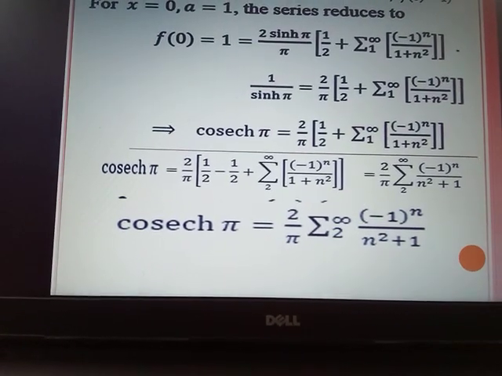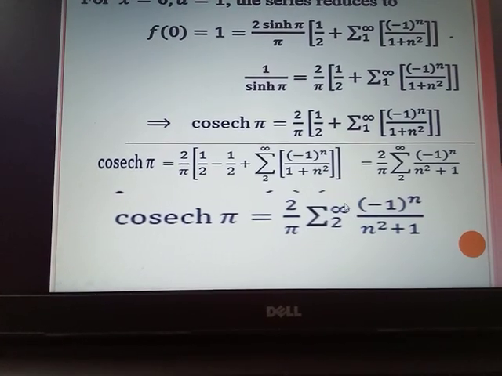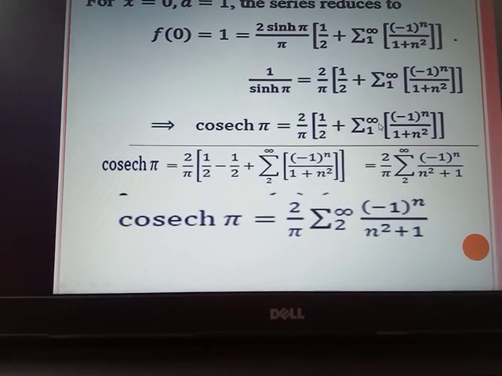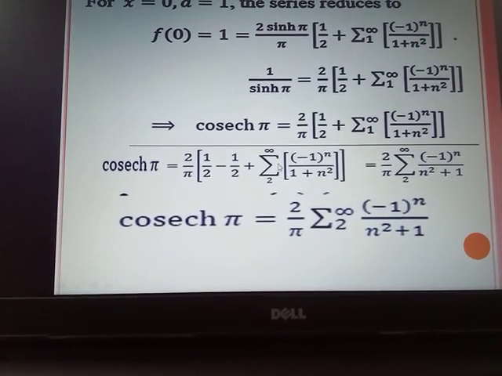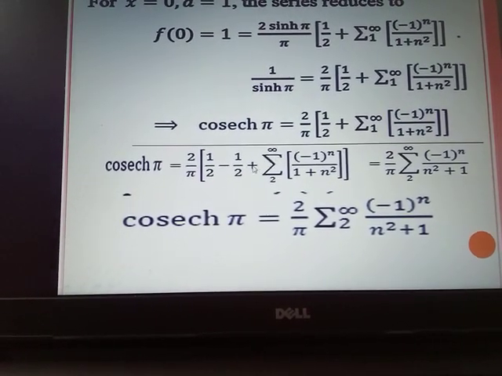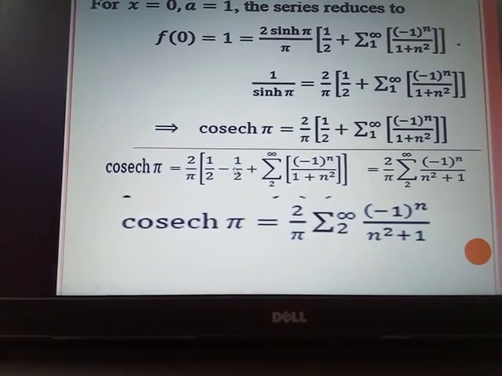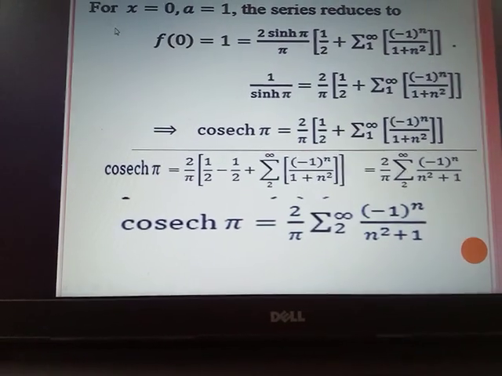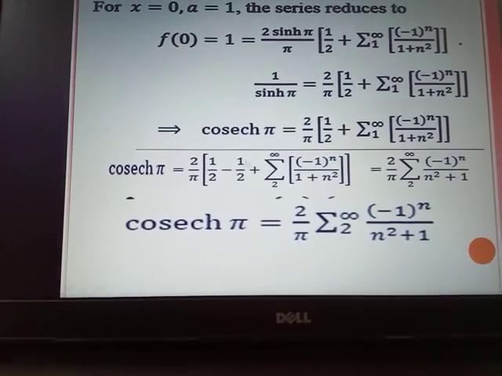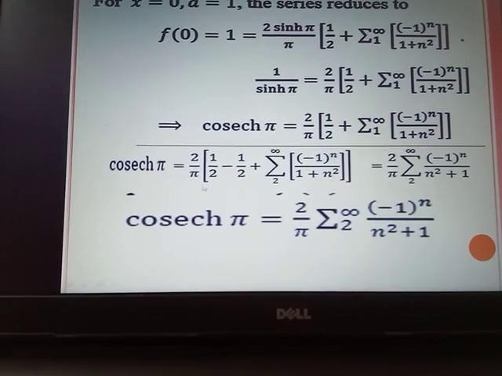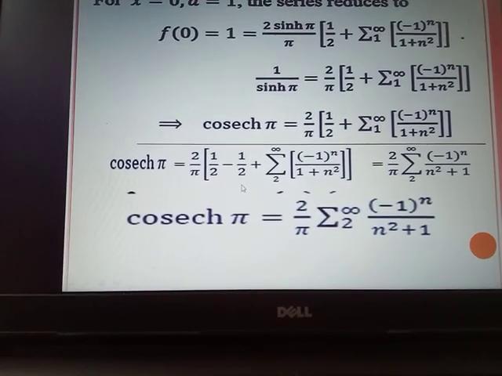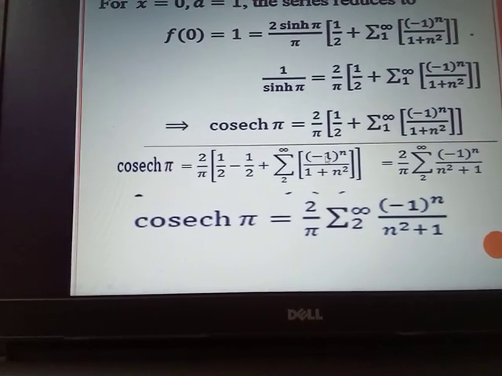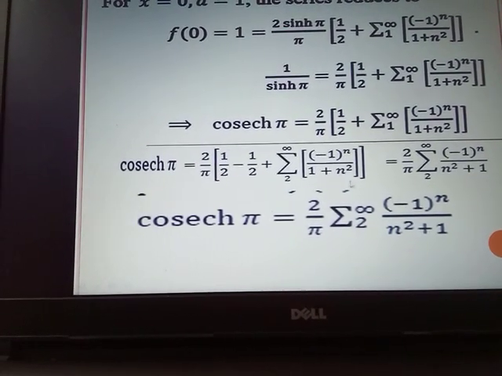In our proof they have given the summation running from 2 to infinity, so to write this summation n running from 1 to infinity as n running from 2 to infinity, we just have to take here minus 1 by 2, because when we apply n is equal to 1 to this expansion, we get it as minus 1 by 2. Therefore 2 by pi into 1 by 2 minus 1 by 2 plus summation n running from 2 to infinity minus 1 raised to n divided by 1 plus n square.